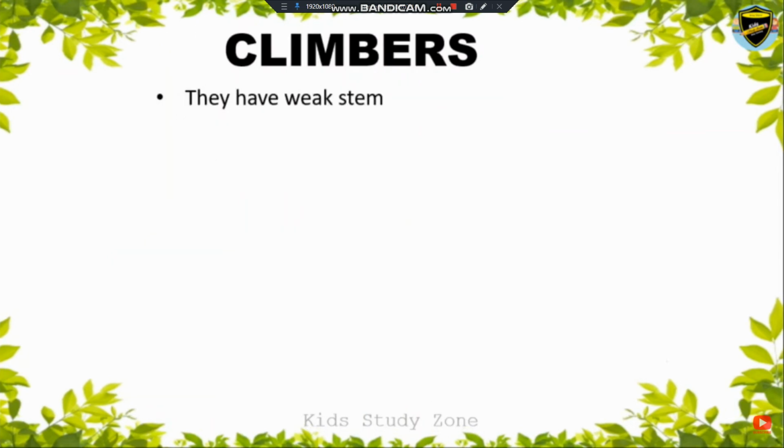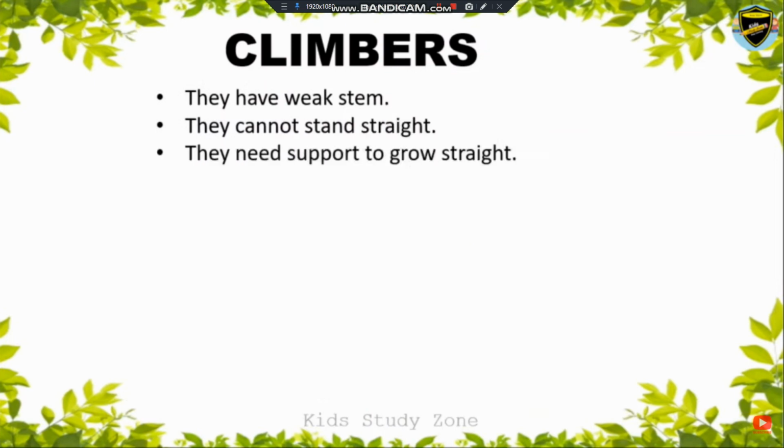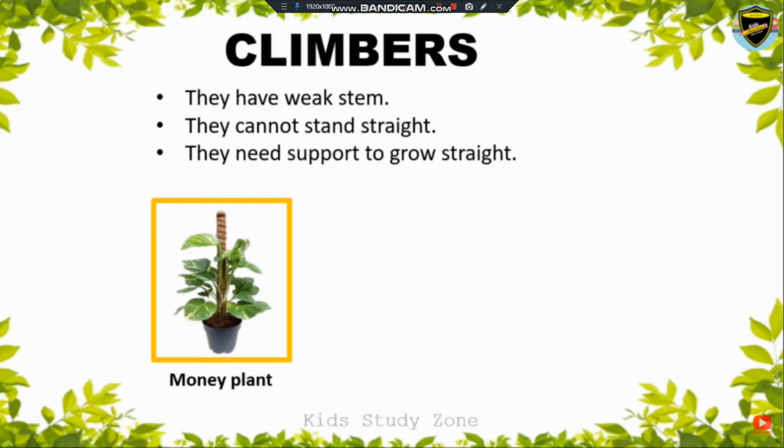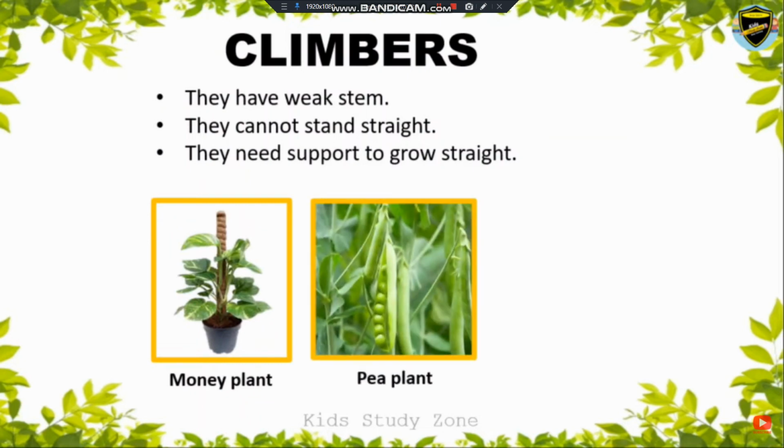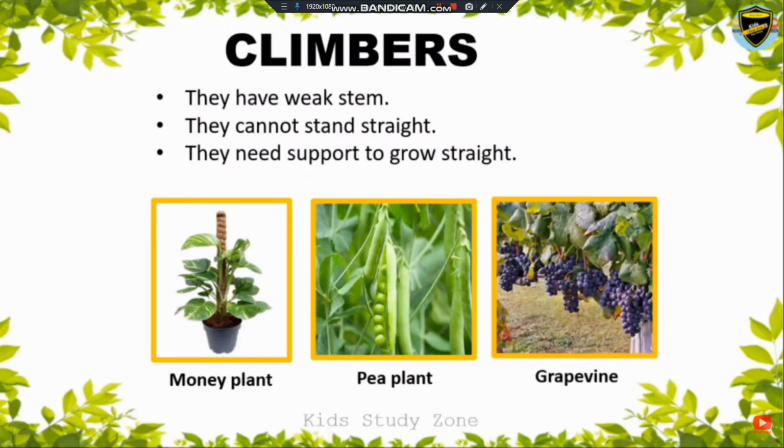Now let us see about the climbers. They have weak stem. They cannot stand straight. They need support to grow straight. Let us see some examples of climbers. Money plant, pea plant, grapevine.